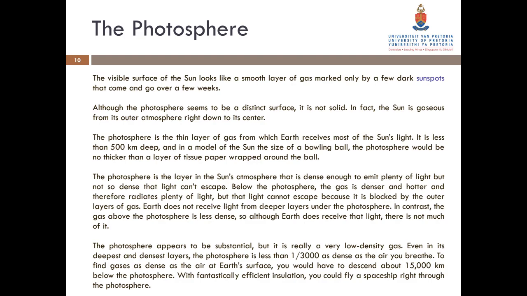Below the photosphere, the gas is denser and hotter and therefore radiates plenty of light. But that light cannot escape because it's blocked by the outer layers of gas. Earth does not receive light from deeper layers under the photosphere. In contrast, the gas above the photosphere is less dense. So although Earth does receive that light, there is not much of it. The photosphere appears to be substantial, but is really very low density gas.